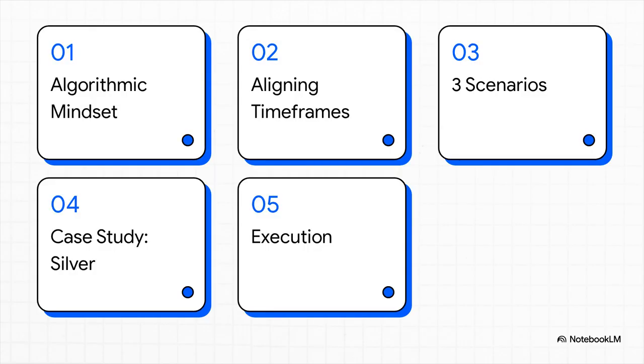So here's the game plan. We're going to kick things off by getting into the right mindset, thinking like an algorithm. Then we'll walk through how to line up our higher timeframes. After that, we'll cover 3 very specific trade scenarios. We'll see it all come to life with a real case study on silver, and we'll wrap up with how to execute and the key takeaways.